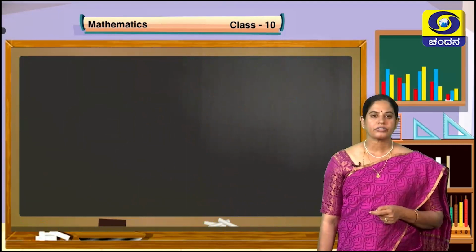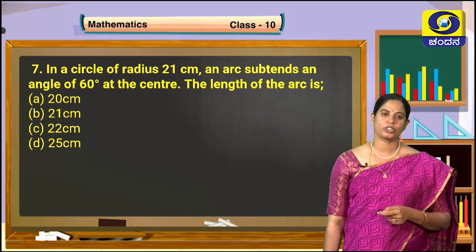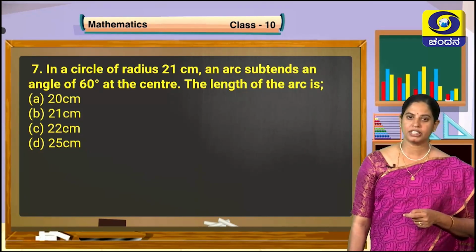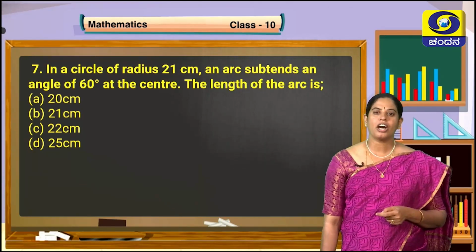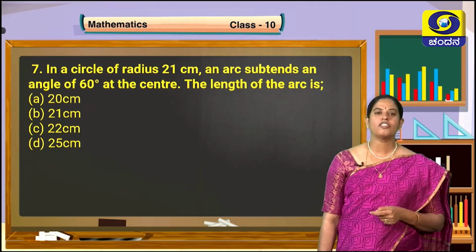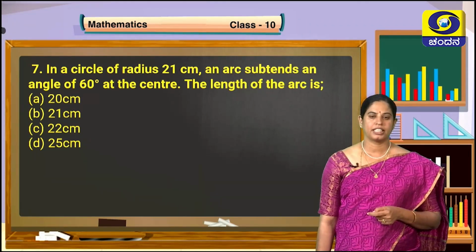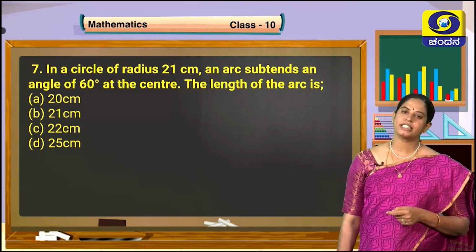Yes. Moving to the next question and the last quiz question, that is, in a circle of radius 21 centimeter, an arc subtends an angle of 60 degrees at the center.